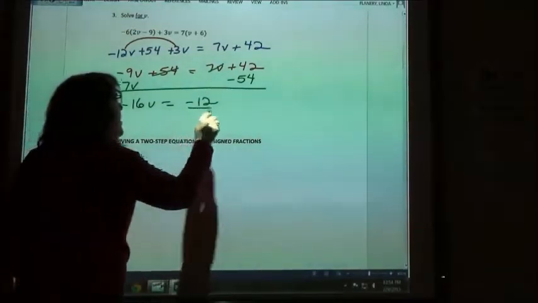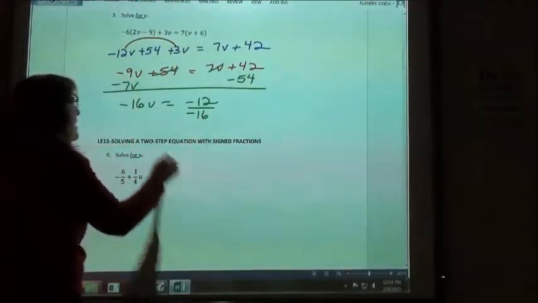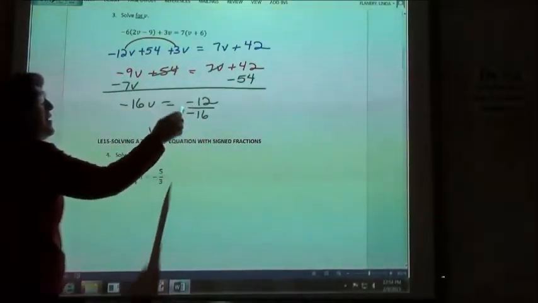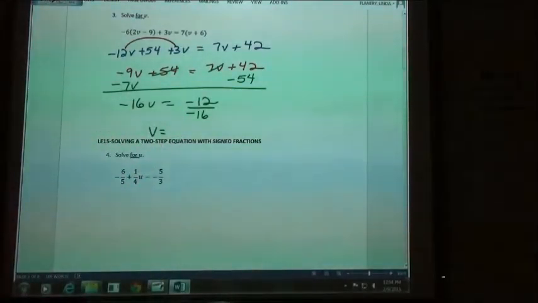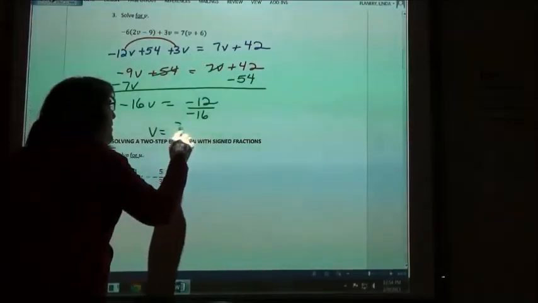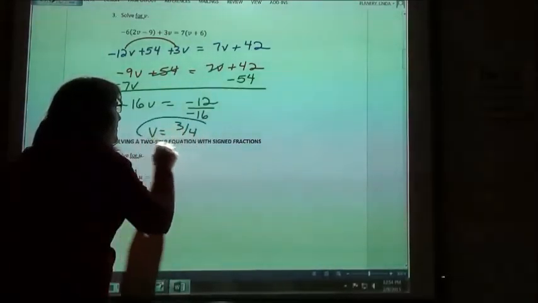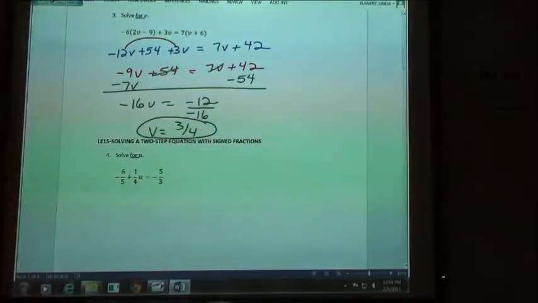And then our last step, divide by that negative 16. Again, we have a negative over a negative, so it is positive. And if I reduce that down, I can divide those by 4. 3/4. So v equals positive 3/4.